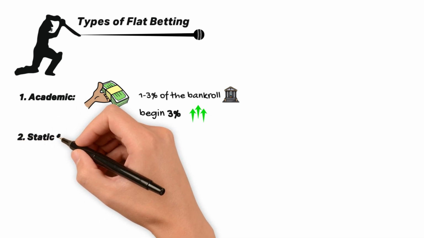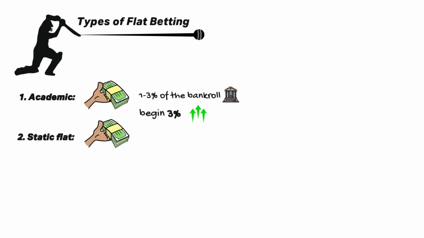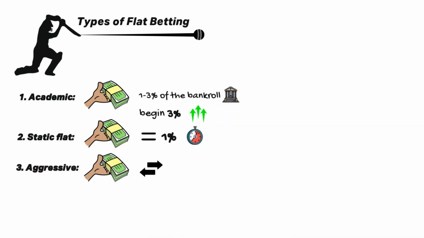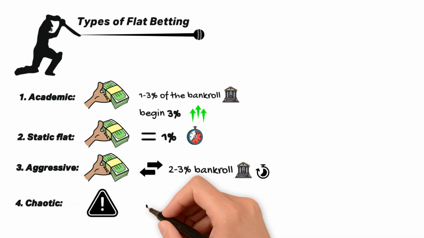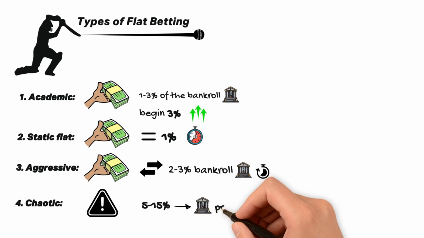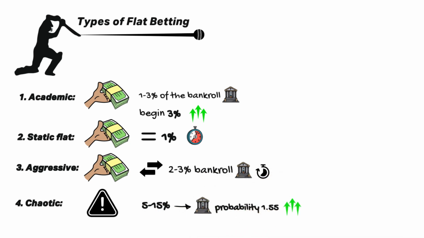2. Static flat. The stake is 1% of the pot for the given length of time. 3. Aggressive. The stake size is comparable to 2–3% of the bankroll during the entire interval. 4. Chaotic. A risky form of flat betting in which 5–15% of the bank is staked on events with a probability of 1.55 or higher.